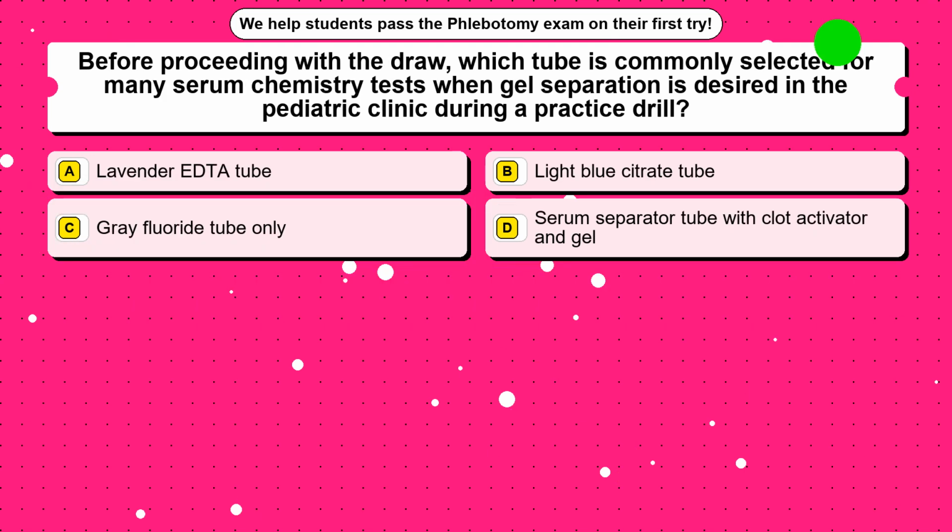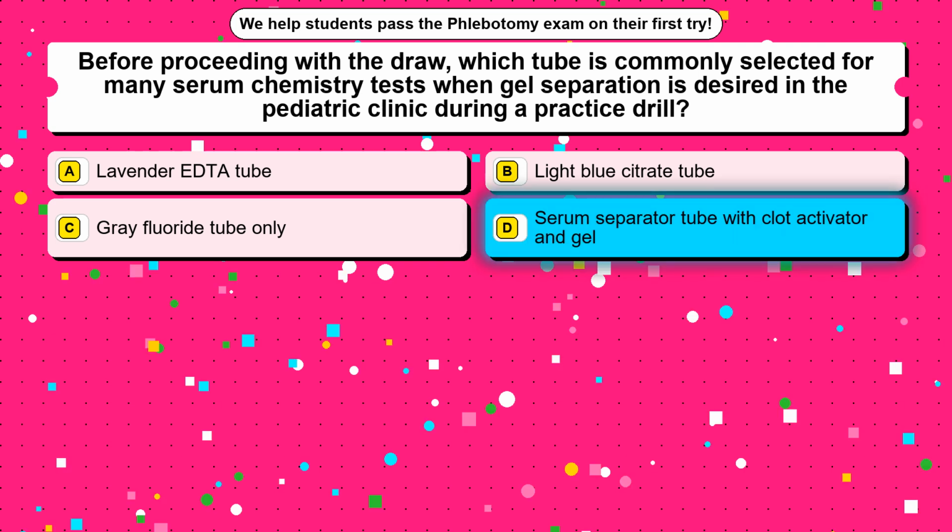Question 19. Before proceeding with the draw, which tube is commonly selected for many serum chemistry tests when gel separation is desired in the pediatric clinic during a practice drill? Option A, lavender EDTA tube. Option B, light blue citrate tube. Option C, gray fluoride tube only. Option D, serum separator tube with clot activator and gel. The correct answer is option D, serum separator tube with clot activator and gel.